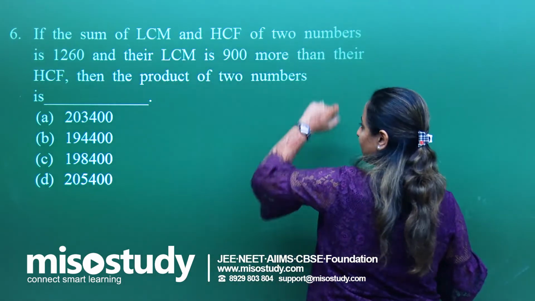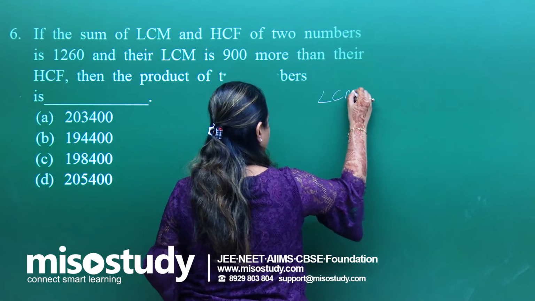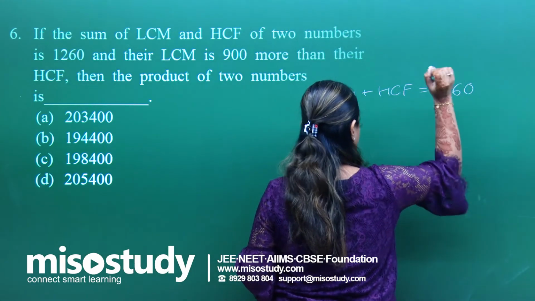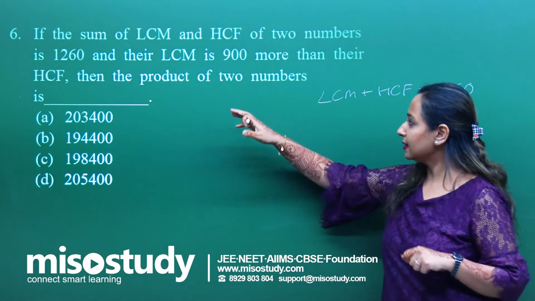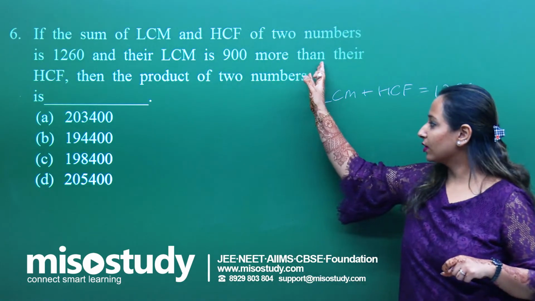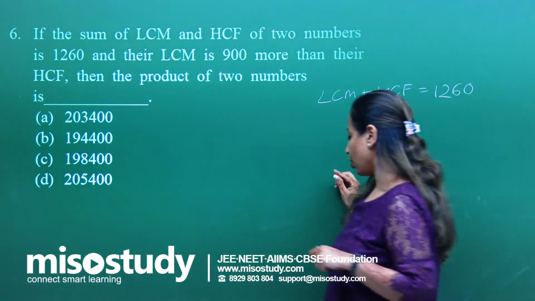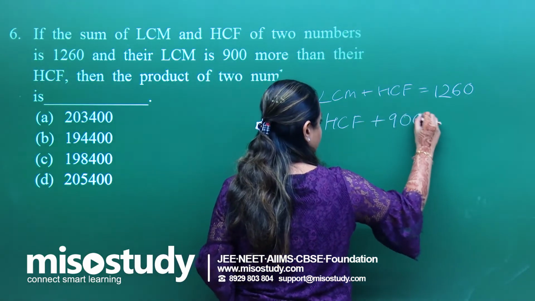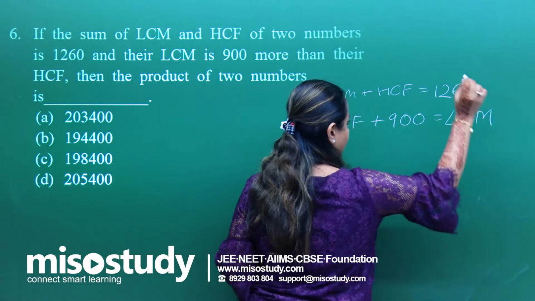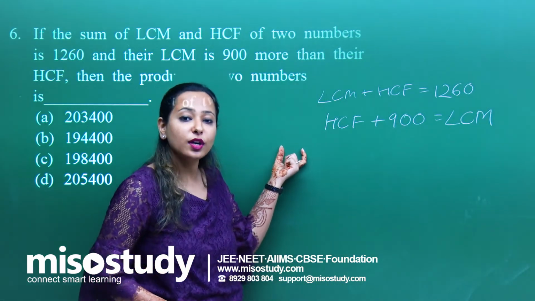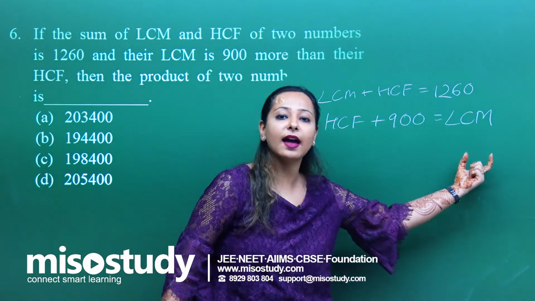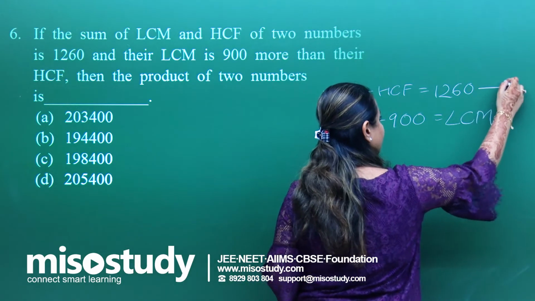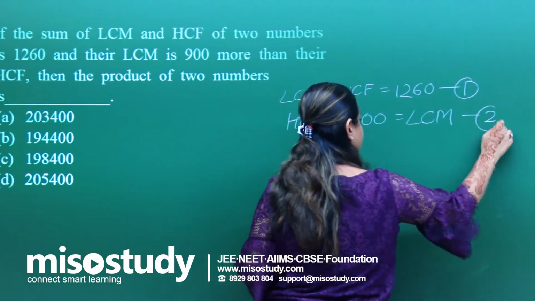Sum of LCM and HCF. That means LCM plus HCF is equal to 1260. Now the second equation is their LCM is 900 more than their HCF. So HCF plus 900 is equal to LCM. Now we have these two equations and we need to find the LCM and HCF. So this will be your first equation and this will be your second equation.